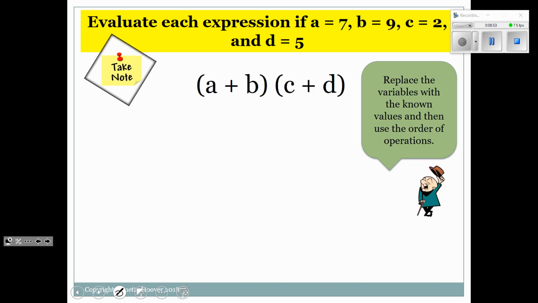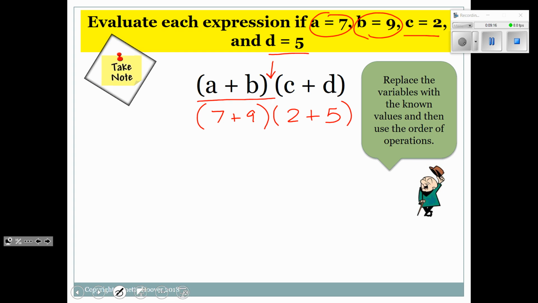Okay, filling in numbers, if a is equal to 7 and b is equal to 9, in our first set of parentheses, we have 7 plus 9. There is no operational sign here, so we know that's an understood multiplication. In this set of parentheses, we have c plus d, which is 2 plus 5. Now, according to our order of operations, we have to do parentheses first. So we're going to evaluate this set of parentheses and this set of parentheses.